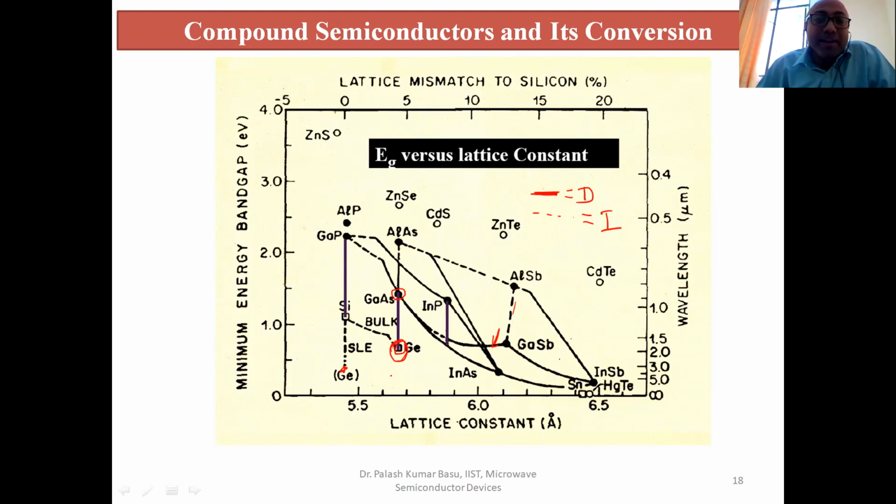Now you see gallium arsenide and aluminum arsenide are connected by a line, right? So my question is, what is the composition along this line? The composition of this one is actually aluminum gallium arsenide. Please check it, because gallium arsenide is over here and aluminum arsenide is over here. I'm going to discuss this phenomenon in detail, what is happening over there, and then I'll come back.